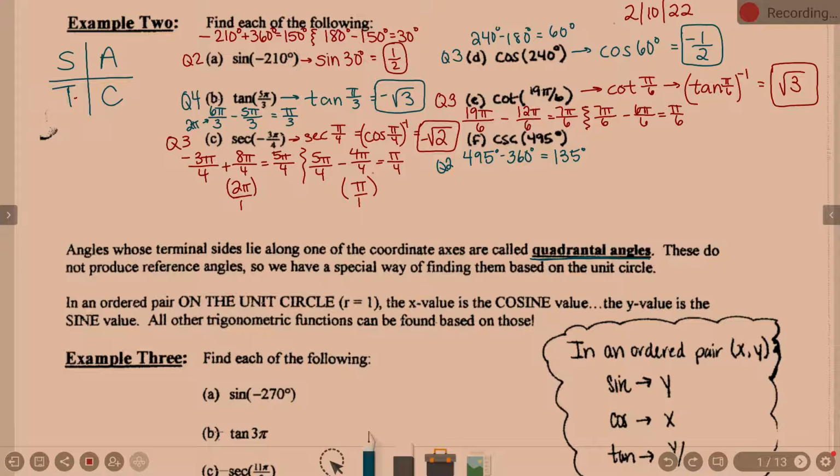135. If I'm in quadrant 2 over here, where is that closer to on the x-axis? That's closer to over here at 180, isn't it? So what do I do to find my reference angle? 180 minus 135. 180 minus 135 is 45. Magical coincidence?